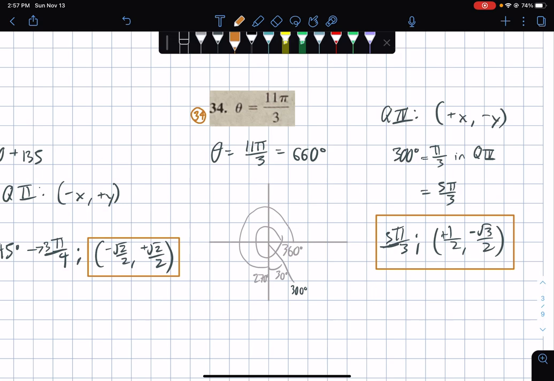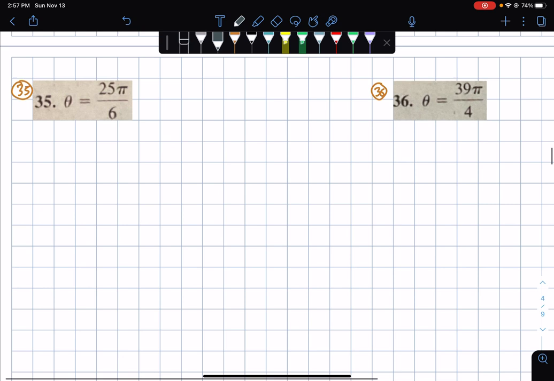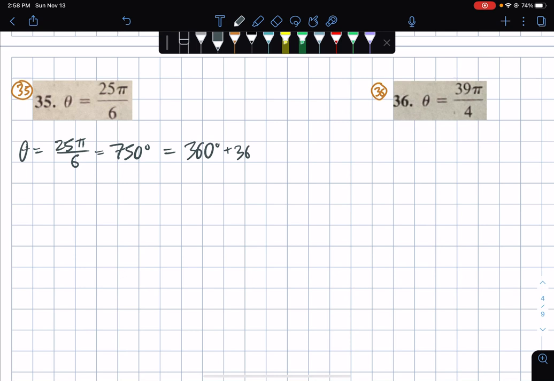Alright. Let's move on to number 35. So far, so good. Alright, this is a lot bigger number than I thought. Anyways, let's proceed. So, convert this into degrees, you get 750 degrees, which is basically, if you dissect it, 360 plus 360 plus 30.